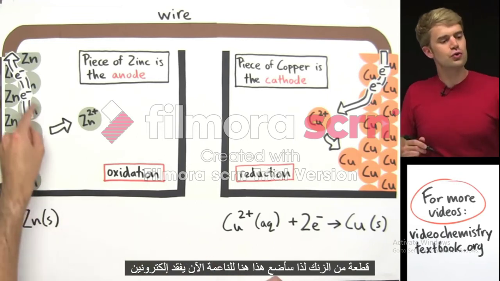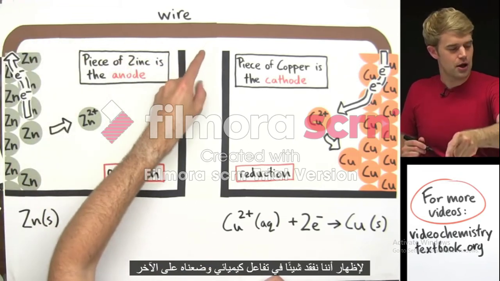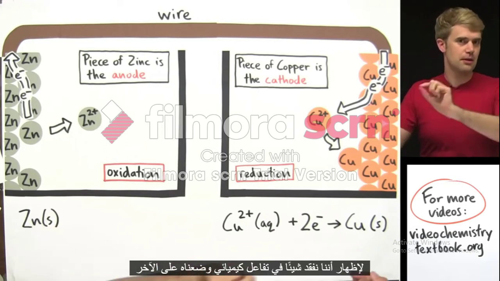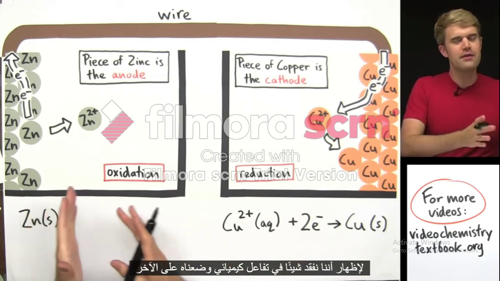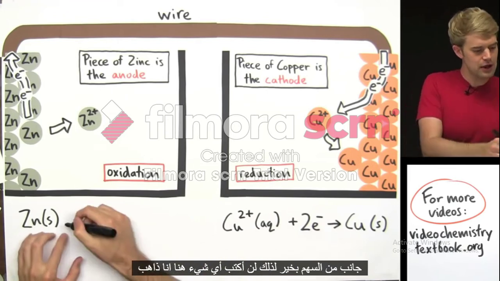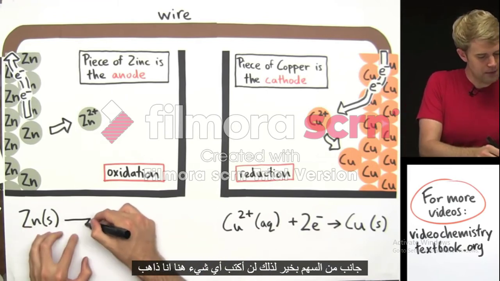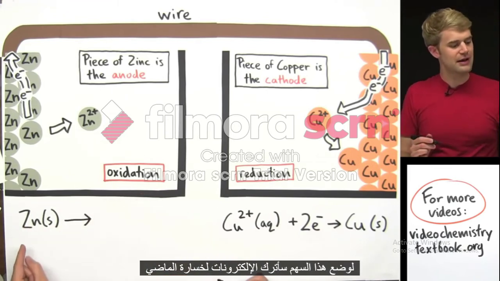Now it loses 2 electrons. To show that we lose something in a chemical reaction, we put it on the other side of the arrow. Okay? So I'm not going to write anything right here. I'm going to put this arrow. I'll leave the electrons for last.